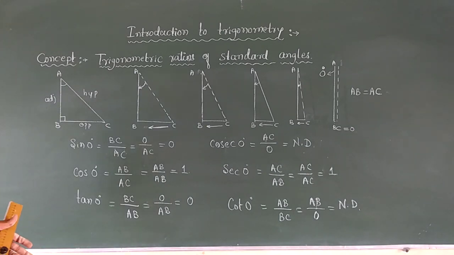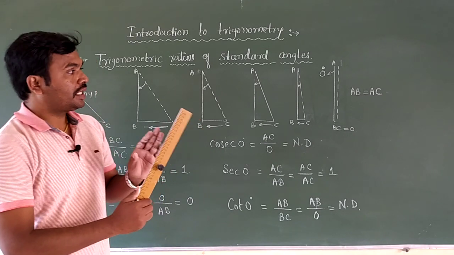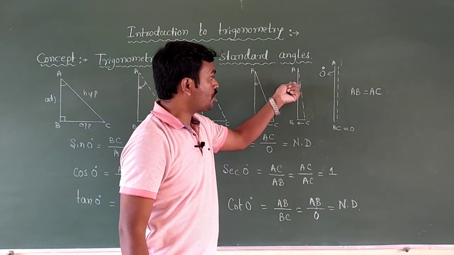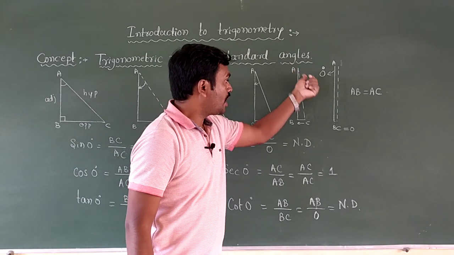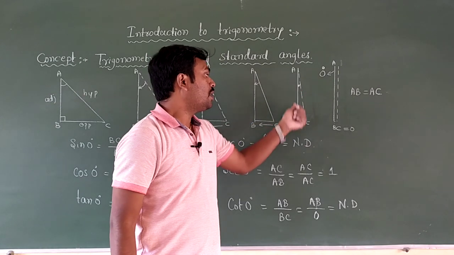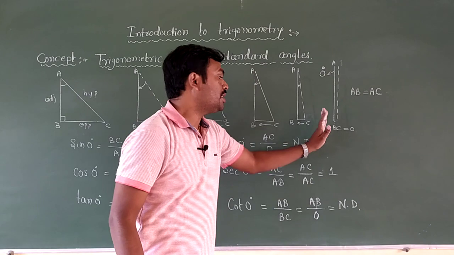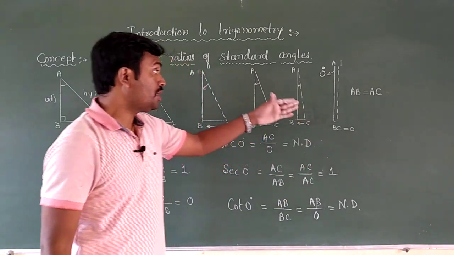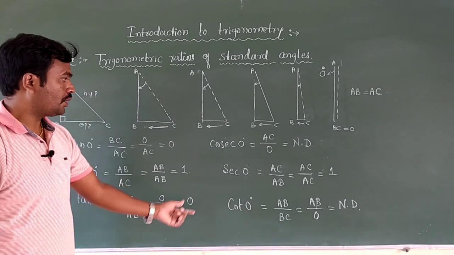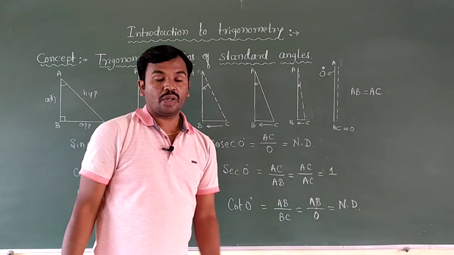In this way we can find the 0 degree ratios. We have to make one angle 0 degree. Here we have made the angle A equal to 0 degree. At the same time the hypotenuse coincides with AB, so AB becomes equal to AC, and the length of BC becomes 0. So by using this result, sin 0 is 0, cos 0 is 1, tan 0 is 0, cosec 0 is not defined, sec 0 is 1, cot 0 is not defined.